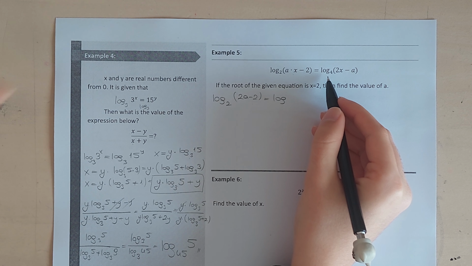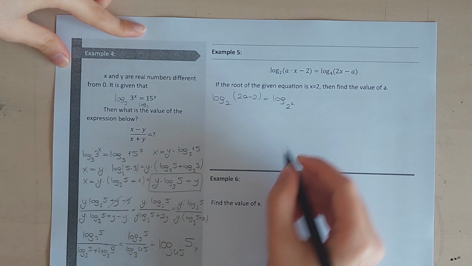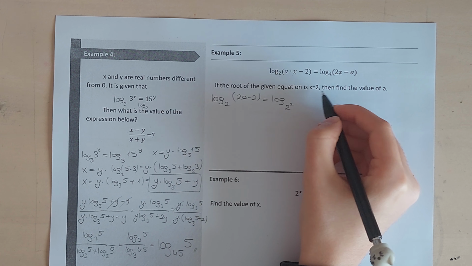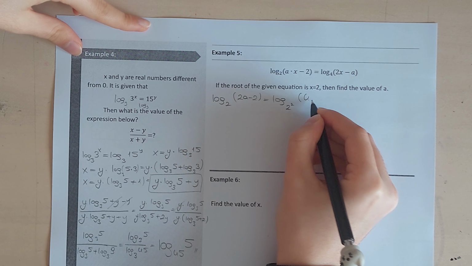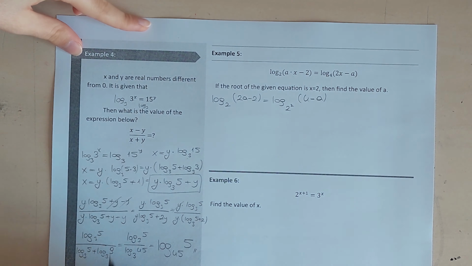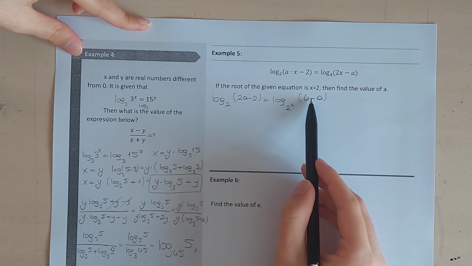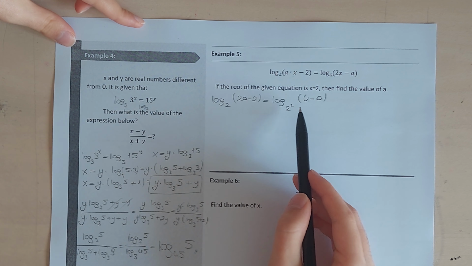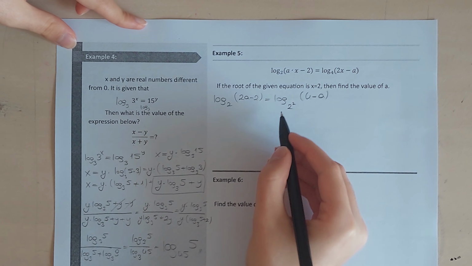Since this is an equation, I want to make them both equal to each other, and I can rewrite 4 as 2 squared. And here, wherever I see x, I can write 2. That's why 2 times 2 is 4. Here becomes 4 minus a. This is equal, but I cannot say 2a minus 2 is equal to 4 minus a because their bases are not equal. Here the base is 2, here the base is 4. That's why I will now equalize the bases. How can I do that?